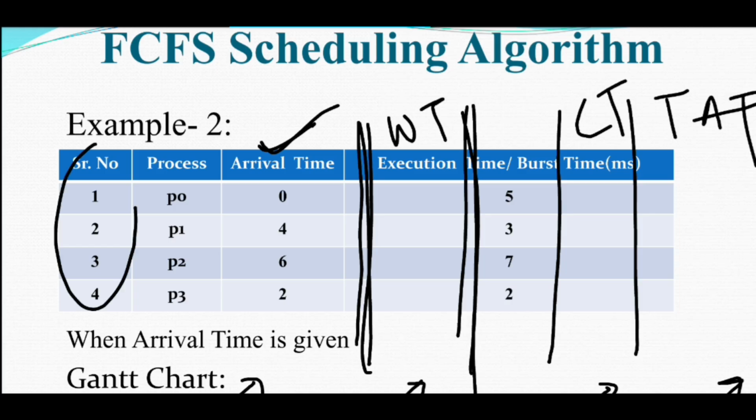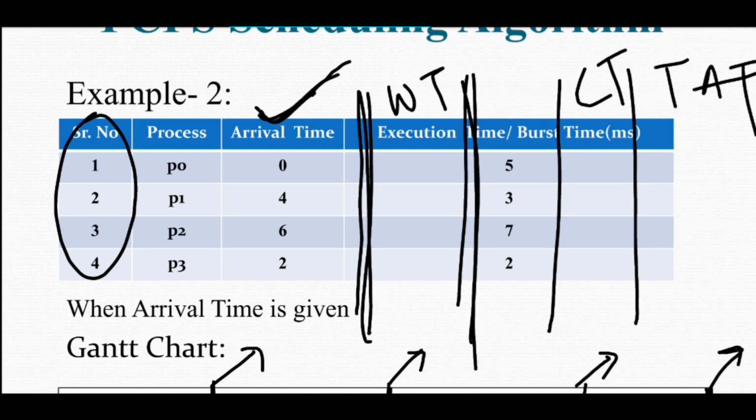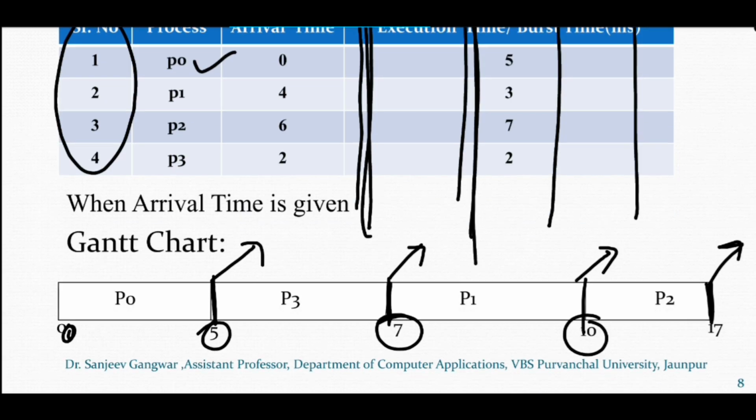Okay, this is the serial number. When they came. Then P0 came in 0 second, and P1 came in 4 second, and P2 came in 6 second, and P3 came in 2 second. In FCFS, the process that came first will be executed first. P0 came first, so it will definitely be executed first.